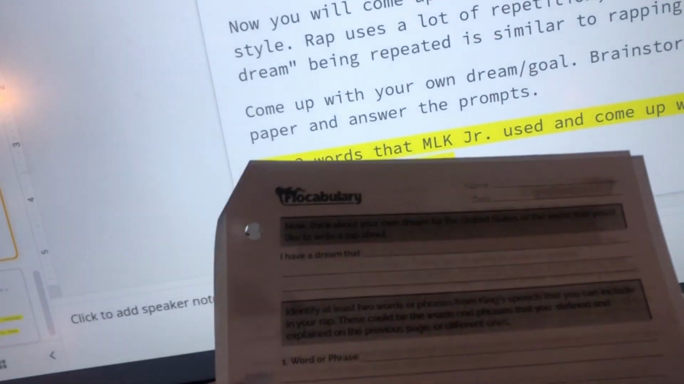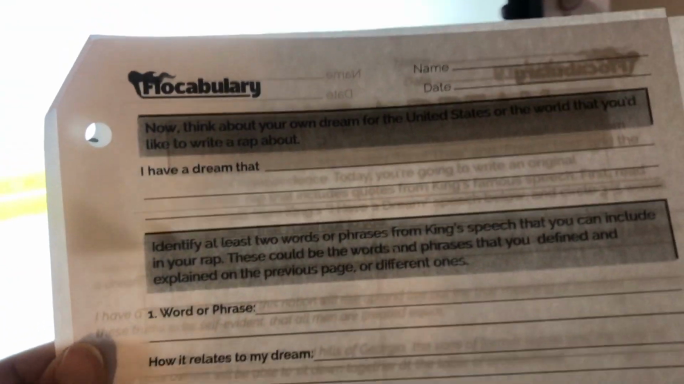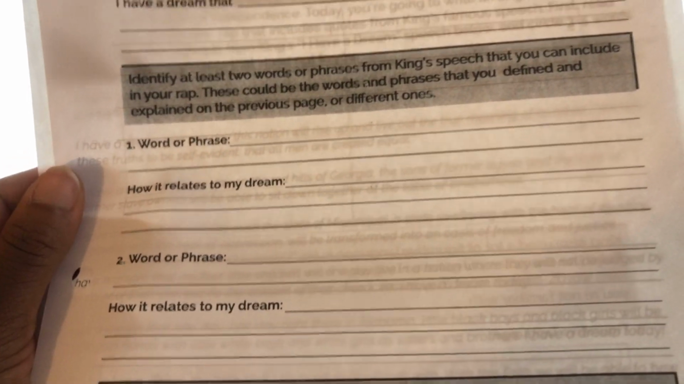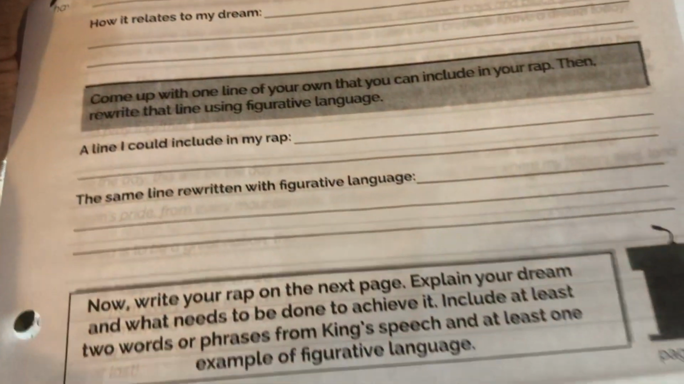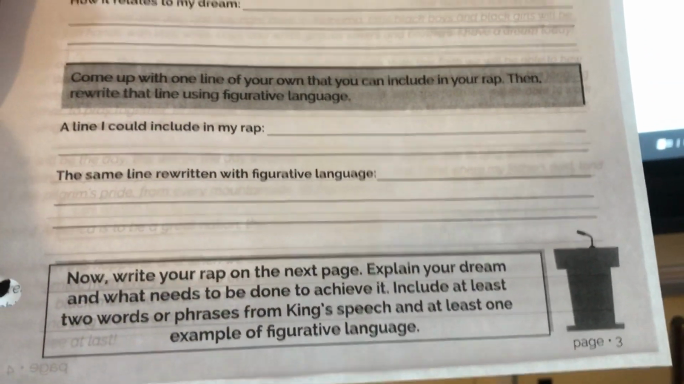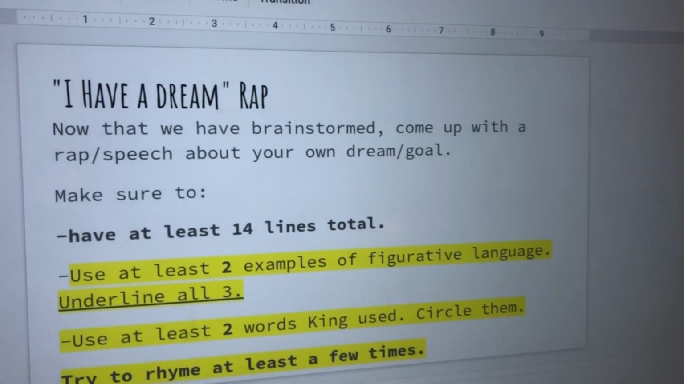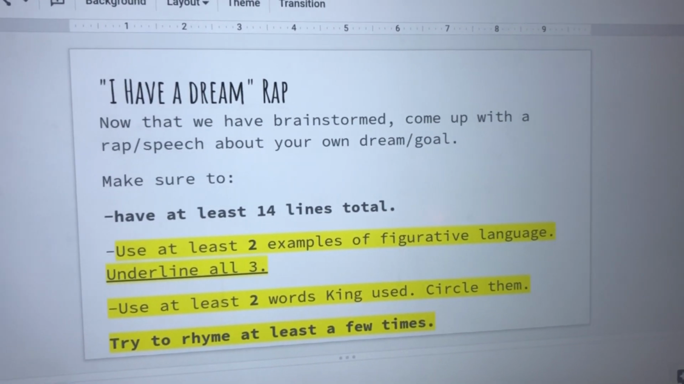So they're gonna brainstorm. So the next page of this packet that I was showing you after the worksheet where they analyze the speech is their brainstorming. So come up with your own dream. What are some words that King used that you can use? And then come up with some figurative language. So this is the brainstorming. We probably won't get too far past this today, but if they do get done, then here are the instructions for the rap.